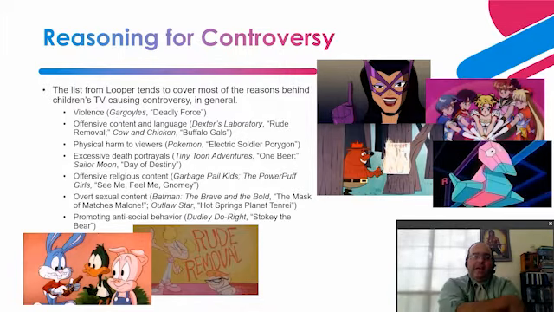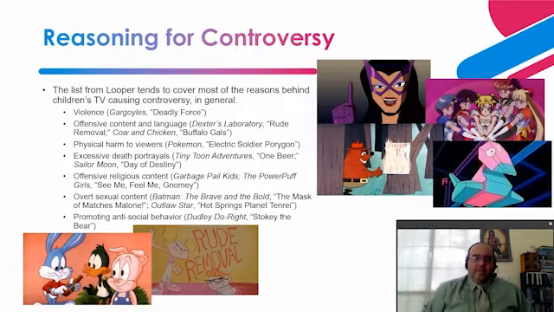Next one, physical harm to viewers. In this case, it's the episode Electric Soldier Porygon from Pokemon, an episode that is infamous in television history because of how many people got hospitalized because of it. This is the episode that had a scene involving alternating red and blue flashing strobes because of an explosion. That actually sent a number of Japanese children to the hospital with seizures because they were photosensitive. As a result, this is the one episode of Pokemon that has never been broadcast in the U.S., never been dubbed, and never will be.